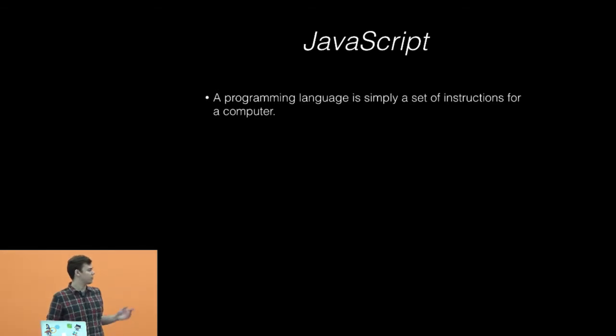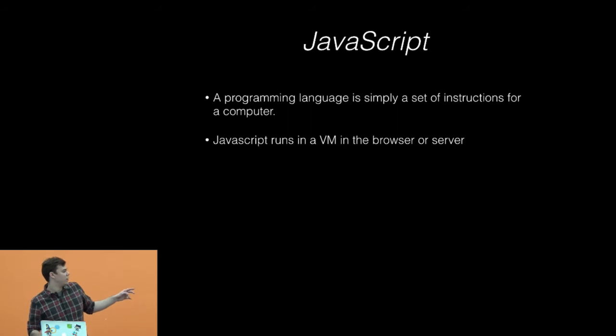And the final part of a web app is JavaScript, which is what we're going to be interacting mostly with here today. So JavaScript is a programming language, and what that means is it's simply a set of instructions for a computer. JavaScript runs in a VM in the browser or server. And a VM is a virtual machine. That's something you can look up a little bit more now.